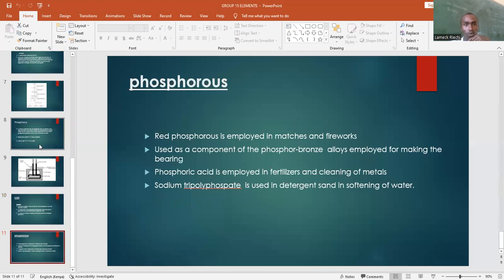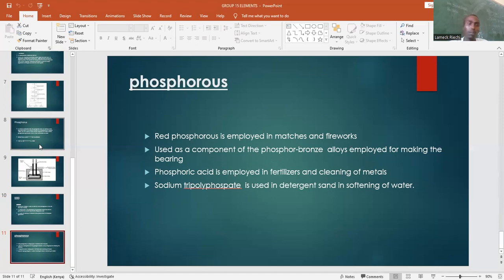Let's go to uses of phosphorus. Red phosphorus is employed in matches and fireworks. It is used as a component of the phosphor bronze alloys employed for making the bearings. Phosphoric acid is employed in fertilizers and cleaning of metals. Sodium tripolyphosphate is used in detergents and in softening of water.